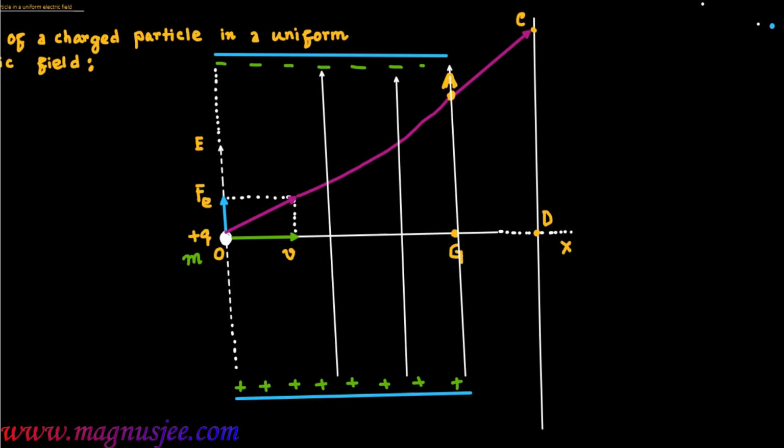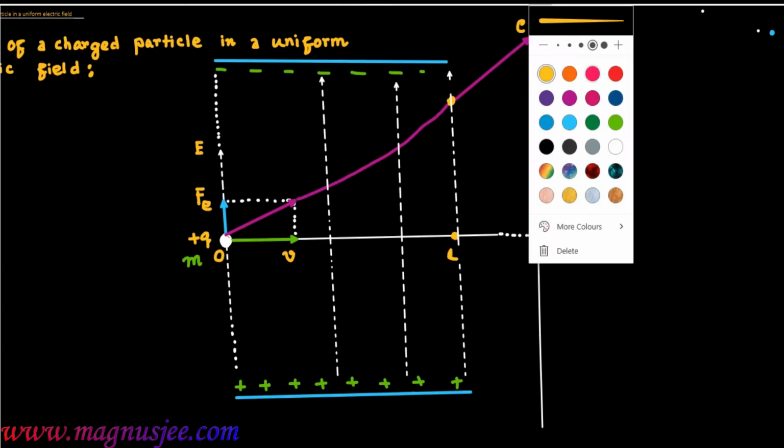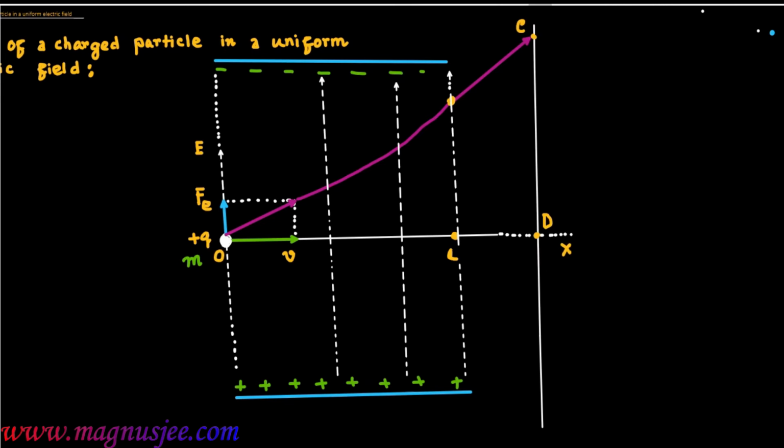And A is a point up to which the charged particle reaches in the uniform electric field. This will be the direction of uniform electric field which acts from positive plate to negative plate. The charged particle, these are the direction of electric field. E is the electric field intensity of this uniform electric field. This point will be the G.